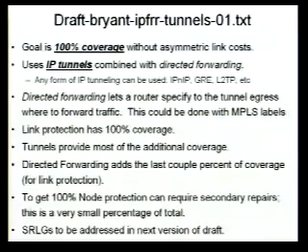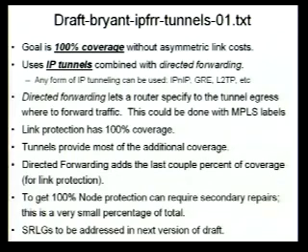So basically, the goal for this approach has been to get 100% coverage without asymmetric link costs. And with the approach they have, you can do it. It uses IP tunnels combined with directed forwarding. It doesn't matter what type of IP tunneling you use: IP-in-IP, GRE, L2TP, take your pick. Obviously, it will have to get defined. But then there's directed forwarding, which lets the router specify to a tunnel egress exactly where to forward the traffic. You could do this with an MPLS label.